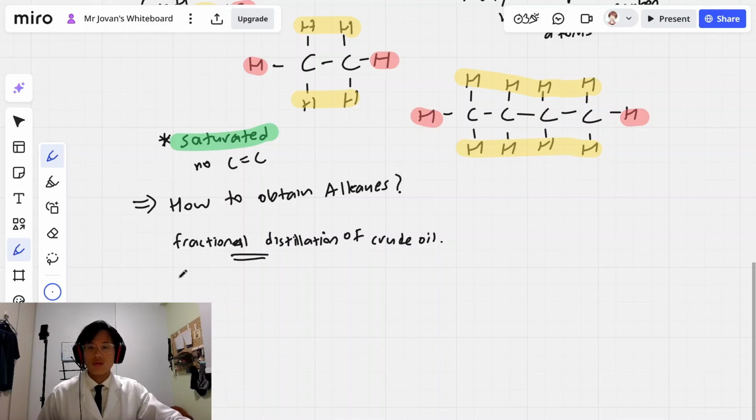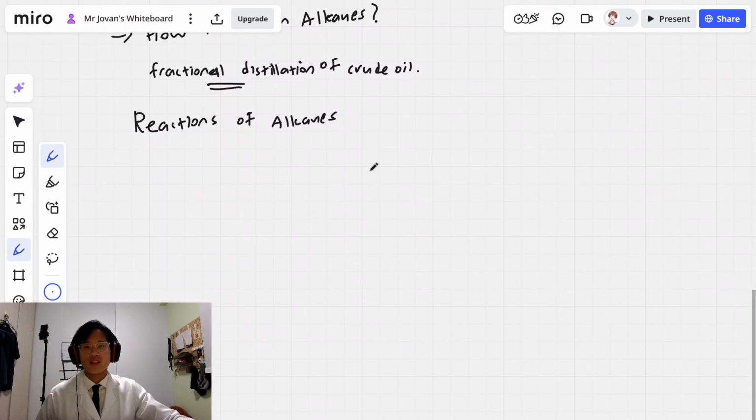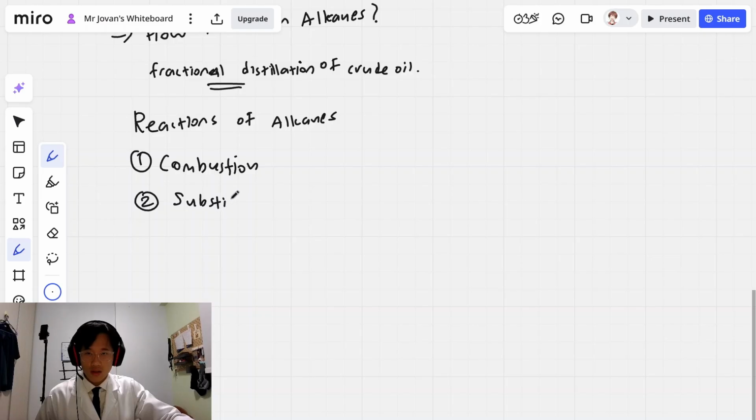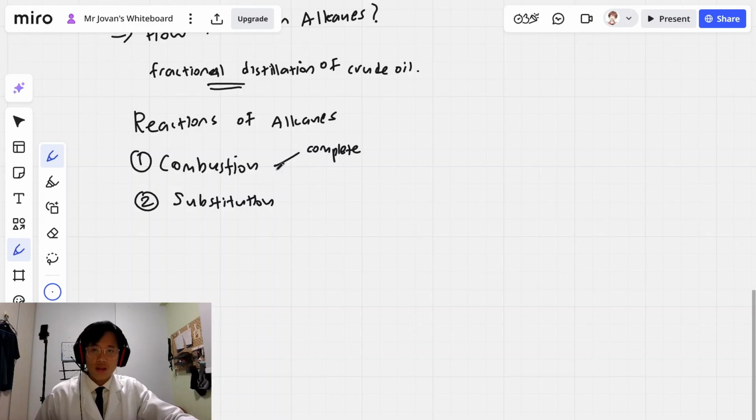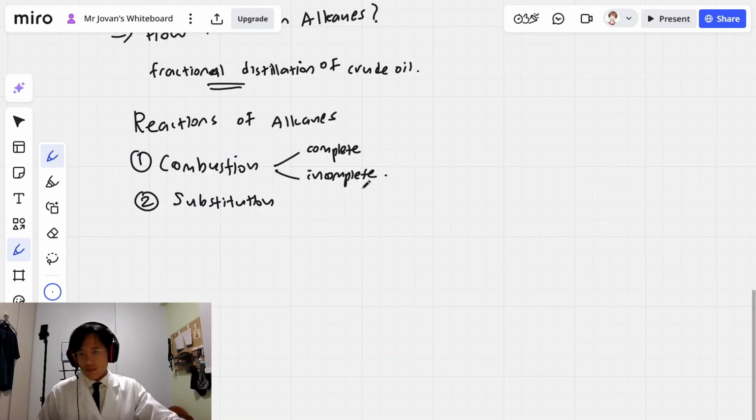Now, we are going into the reactions of alkanes. We only have two reactions that you must know. First one is combustion. Second one is substitution. And for combustion, we have complete and incomplete. Okay, let's go through.